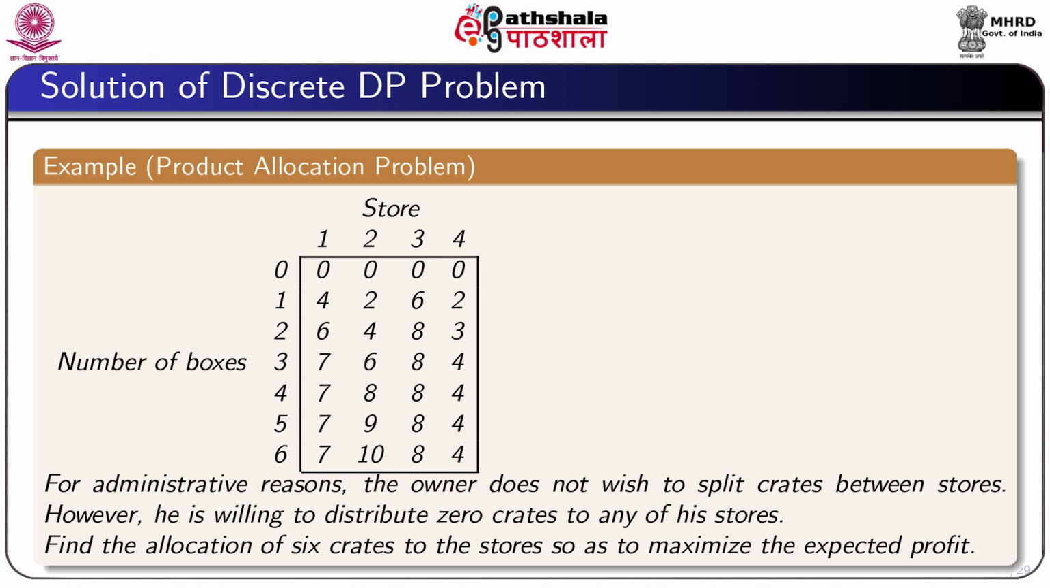For administrative reasons, the owner does not wish to split crates between stores. However, he is willing to distribute 0 crates to any of his stores. We have to find the allocation of 6 crates to the stores so as to maximize the expected profit.